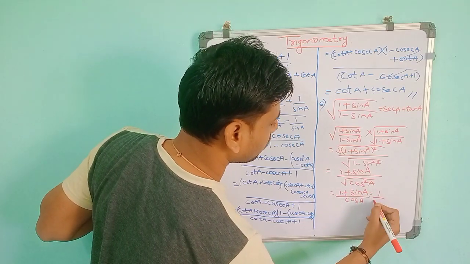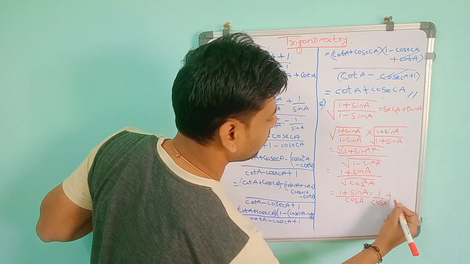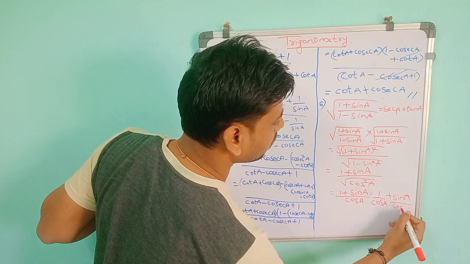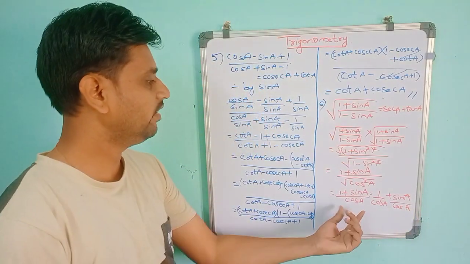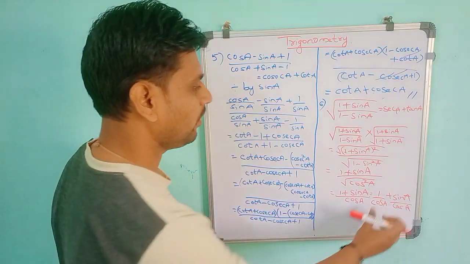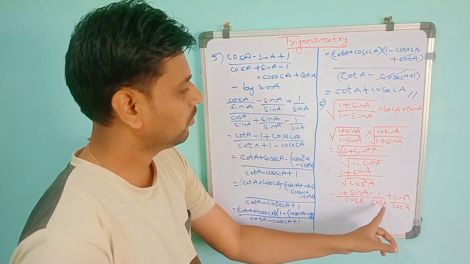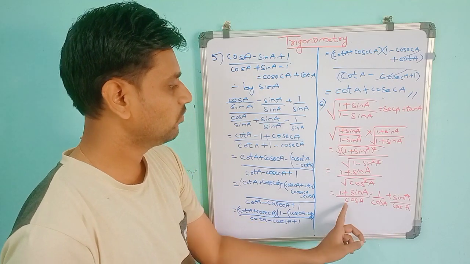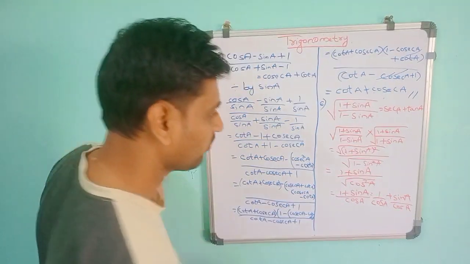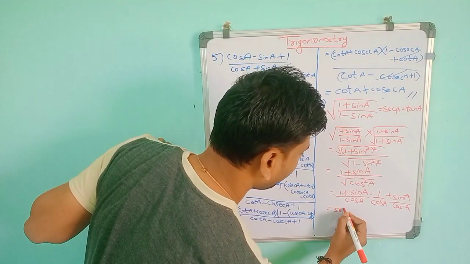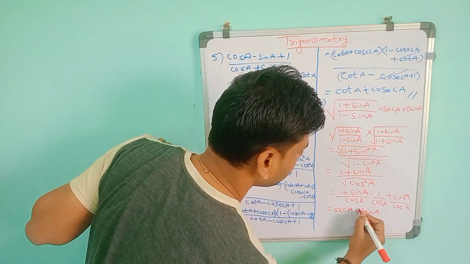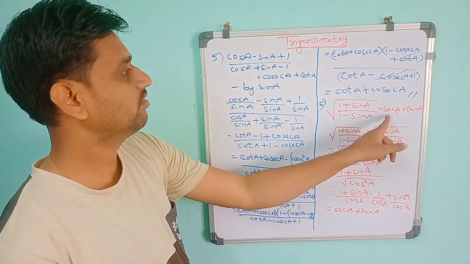So we can write this as 1 plus sin A divided by cos A. Splitting the terms, 1 plus sin A by cos A, we can write 1 by cos A plus sin A by cos A. The result will be the same. So in terms of the split, you can write 1 by cos A plus sin A by cos A. 1 by cos A is nothing but sec A, and sin A by cos A is tan A. So we get the result sec A plus tan A.